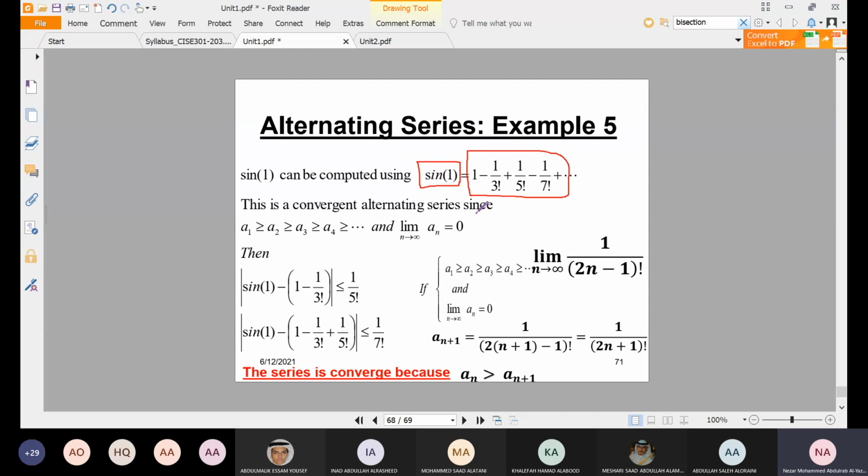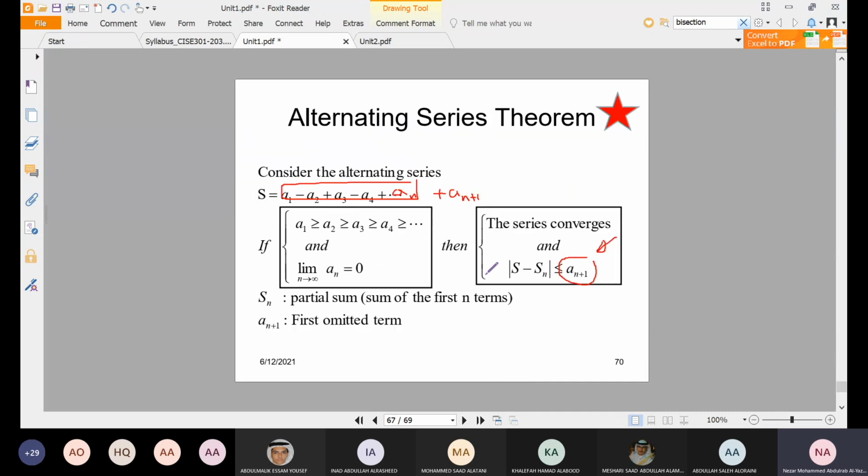Now the function is clear for us. This is an alternating series: the first term is positive, the second negative, then positive, and negative. But if you want to check whether this function converges or not, we have to check the previous two conditions. These two conditions should be valid.